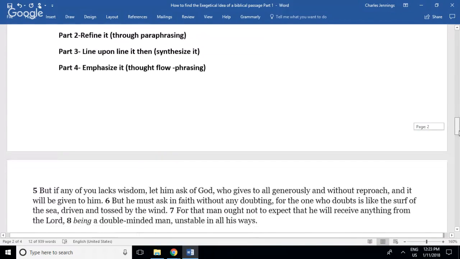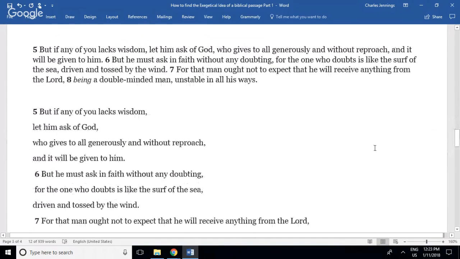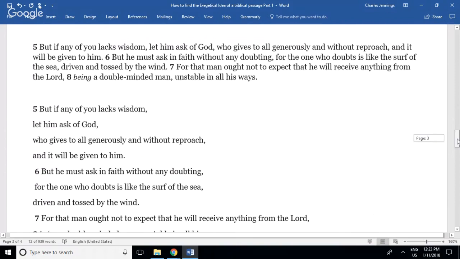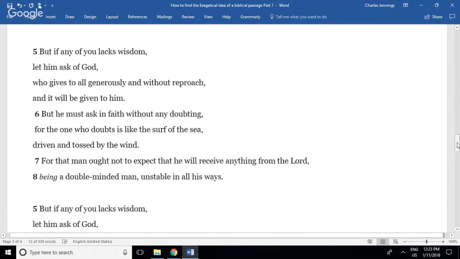So for the sake of time, I've already got my passage pasted in. This is James chapter 1, verses 5 through 8 of the NASB. So there is my passage. Now, I already also, like those cooking shows where they're making something and they don't have time to cook it all through the process, so they already have things to the side, that's what I'm doing here. So this next step is you break it down according to punctuation.